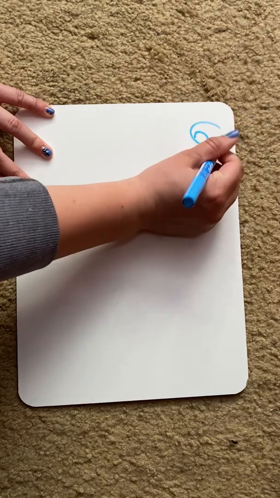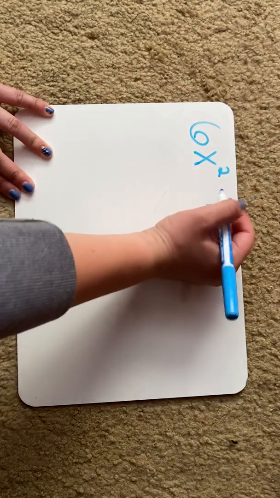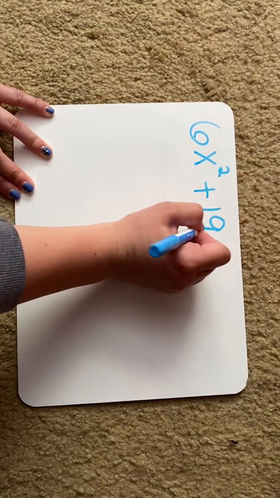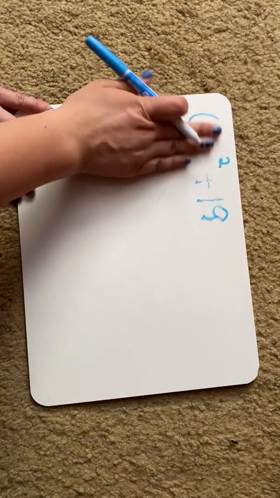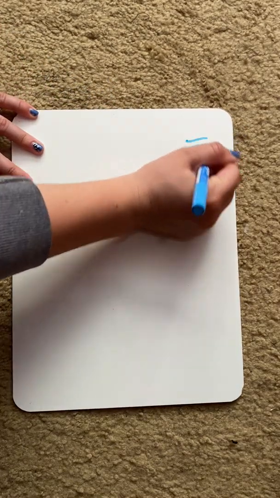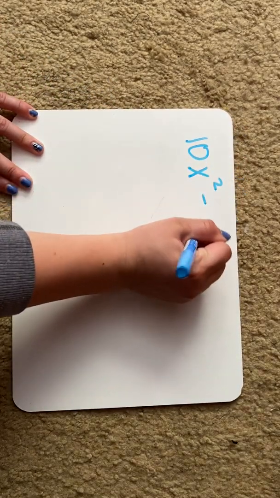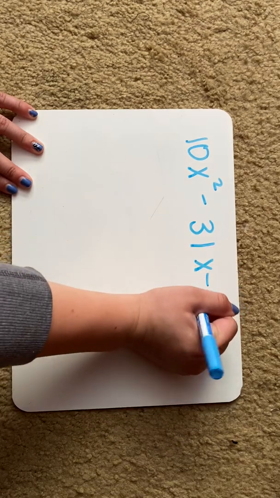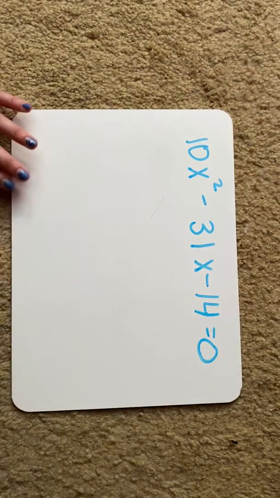Some of them might be harder to factor, so let's look at one where we have more than one option. 6x squared plus 19. Actually, I'm not going to do that one. We're going to do ones with different signs. 10x squared minus 31x minus 14 equals 0.